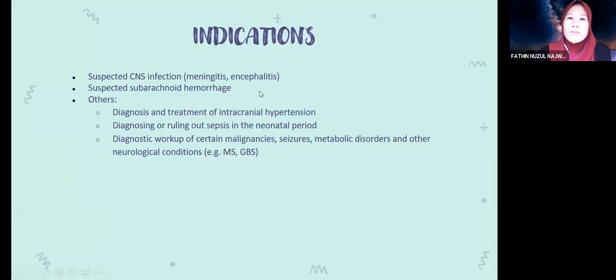Okay, now, the indications for lumbar puncture include, first, patients that we suspect to be having a CNS infection, either meningitis or encephalitis. Next one, patients suspected to be having subarachnoid hemorrhage. And other than that, lumbar puncture is also diagnostic and therapeutic for certain kinds of diseases such as intracranial hypertension, certain malignancies, seizures, metabolic disorders such as disorders of GABA metabolism, and also neurological conditions such as Guillain-Barré syndrome.